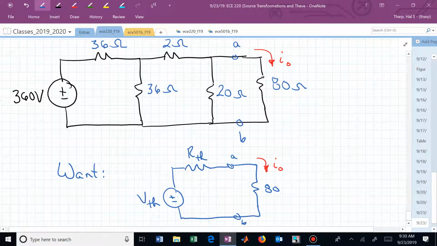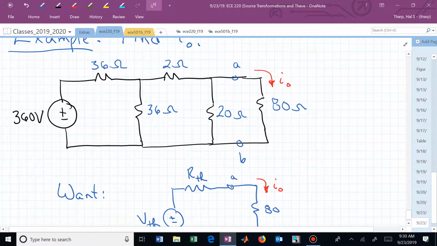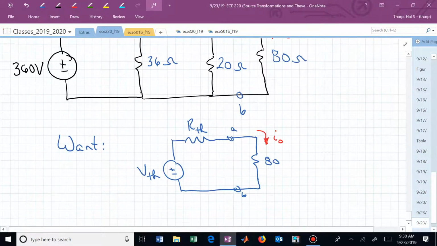We want to do this. Now you could quickly solve this problem for I sub 0. I0 is just V Thevenin over R Thevenin plus 80. What we want to do then is change all of this mess to the left of AB into something that will eventually look like that. That's our goal.